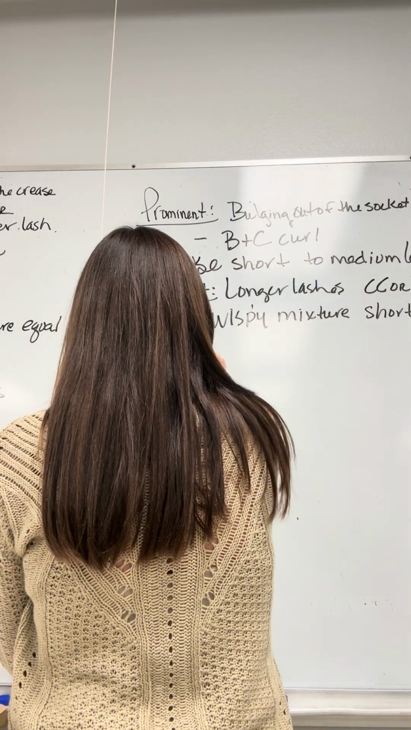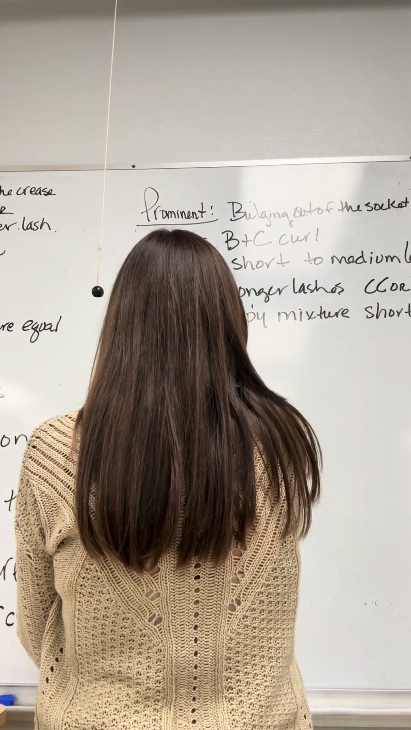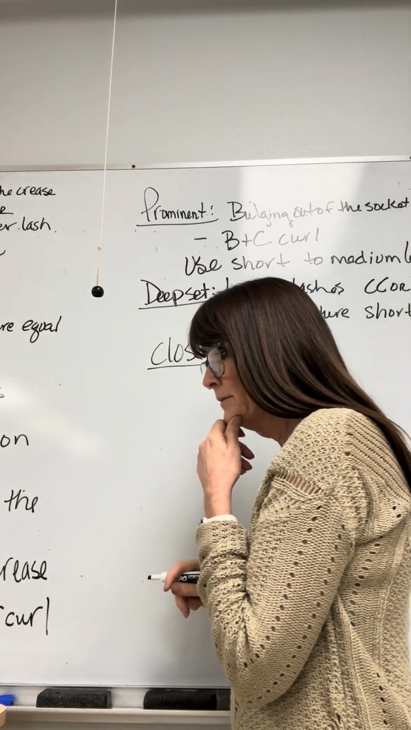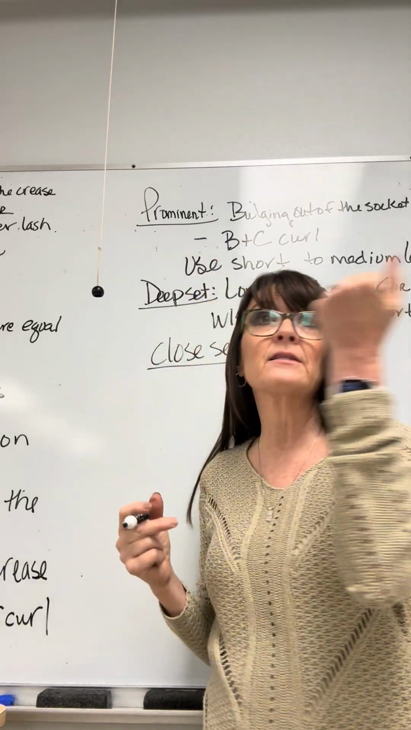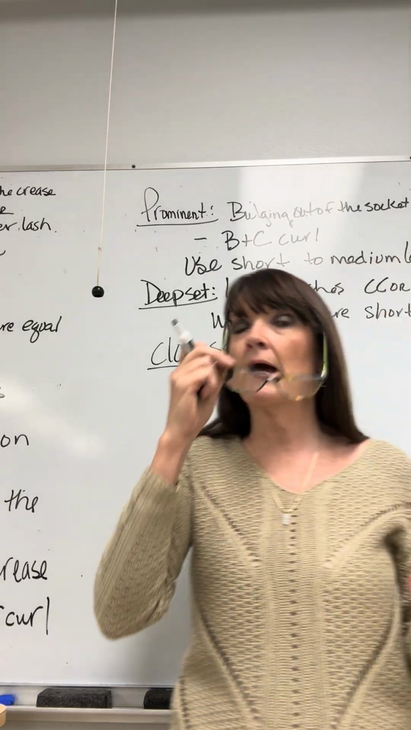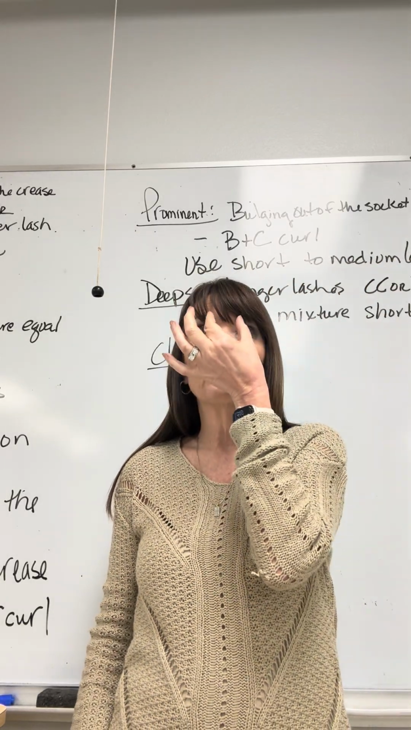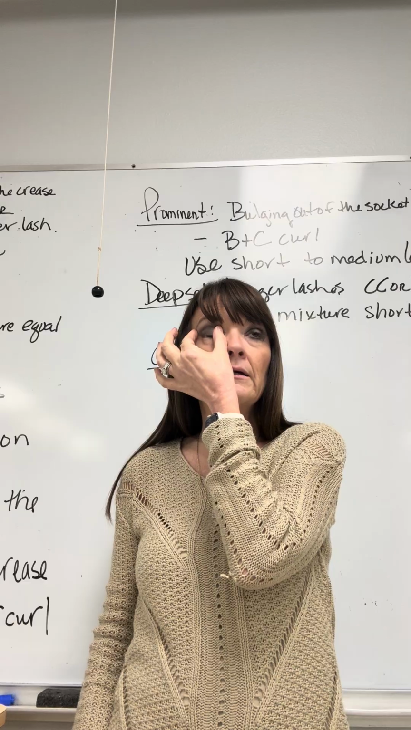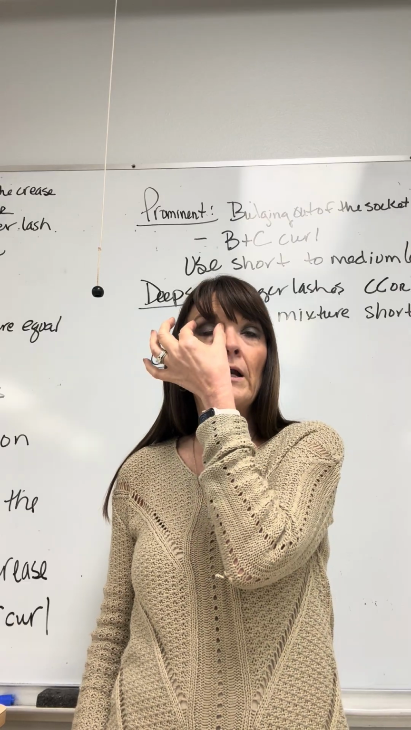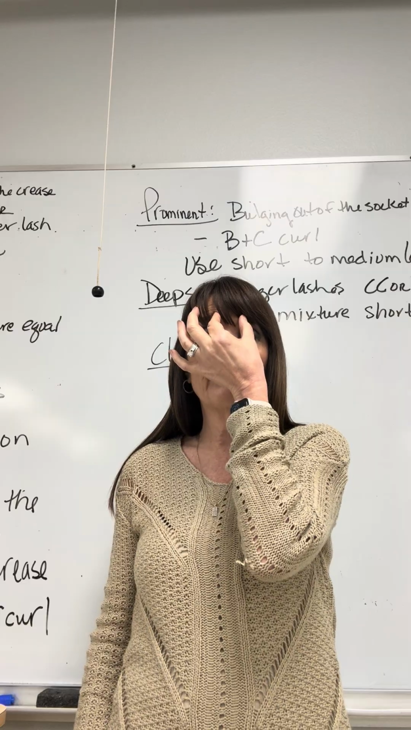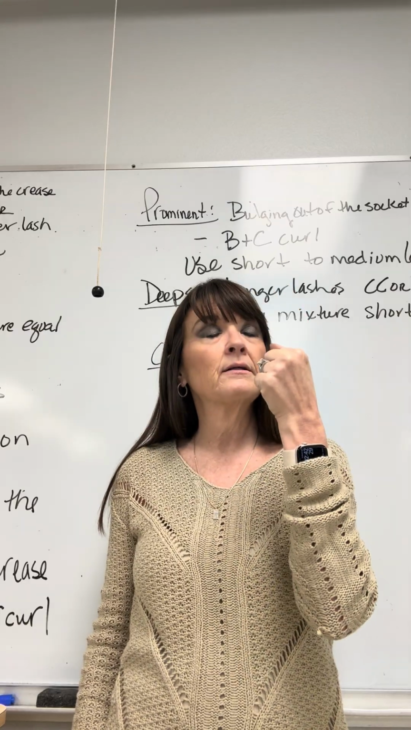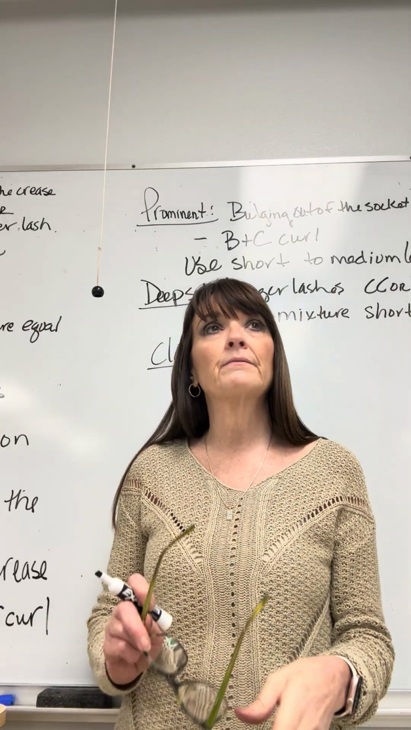Close set. That's when the eyes are very, very close together, okay? Close set eyes. The space between the eyes is less than the width of one eye. Remember how you measure that? Width of an eye, width of an eye, width of an eye. Whatever the width of this eye is, that's how far your eyes should be apart. If they're closer than that, they're close set. If they're further than that, they're wide set, okay?